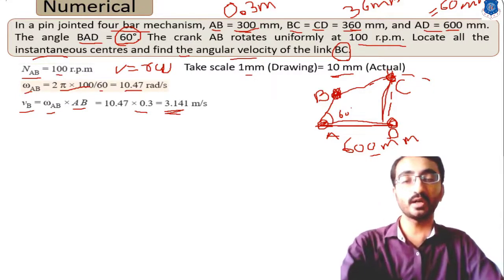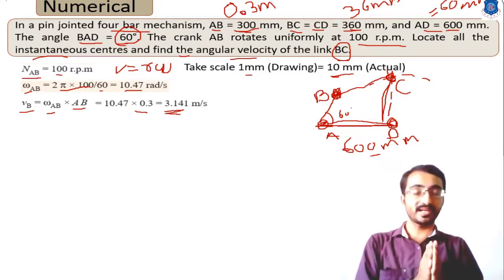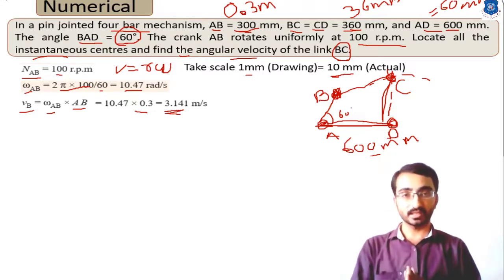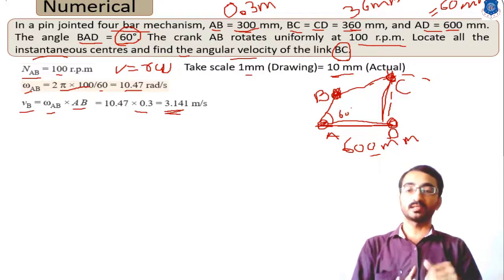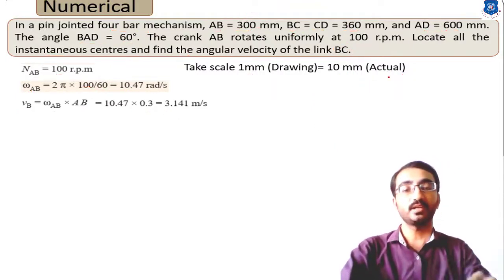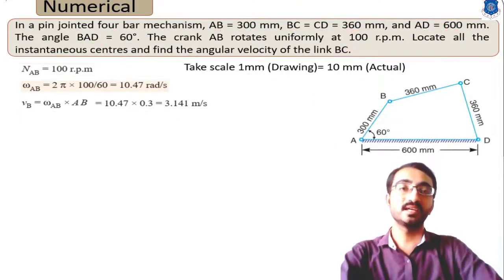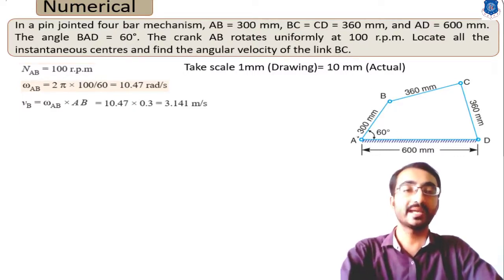Okay, this is very important. We have already learned this fundamental while solving with the relative velocity method, but still I have revised it once so that you can use it while solving the numerical. So in this way, by using the scale we can sketch this 4-bar mechanism in these dimensions.